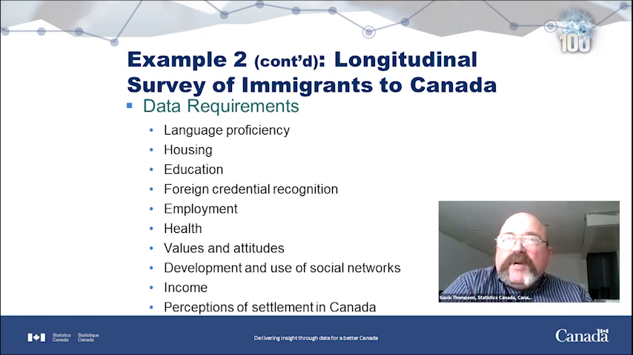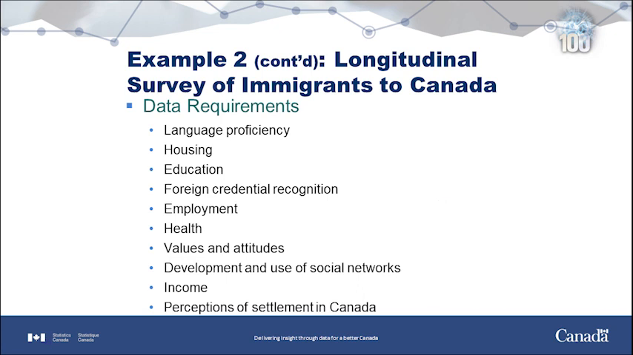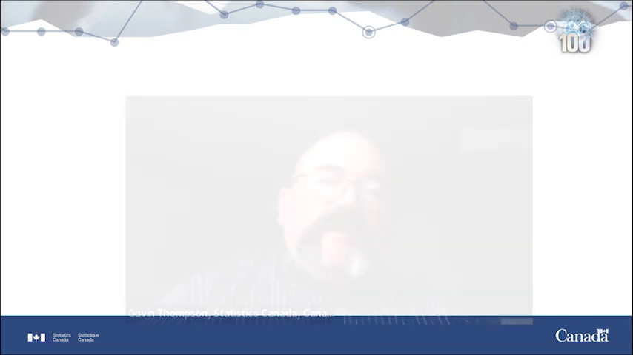So a lot of universities around the world may not be recognized by Canadian institutions, the degree may not be recognized at the same level. So we have issues there sometimes. Employment, health, values and attitudes, development and use of social networks. They don't mean Facebook and Twitter and that. They mean actual community networks, and income and perceptions of settlement in Canada.